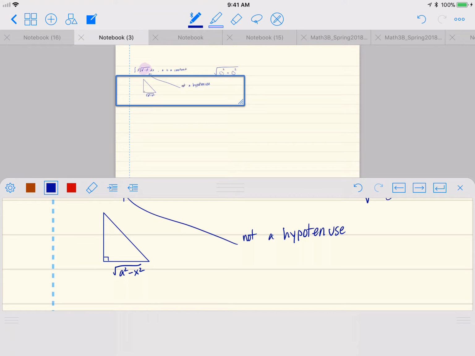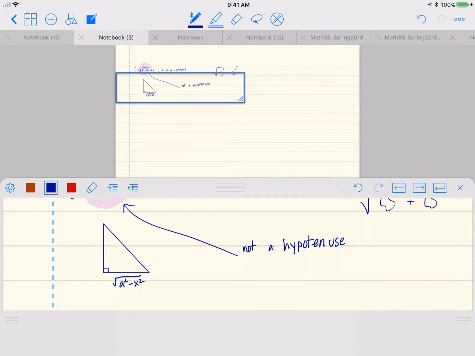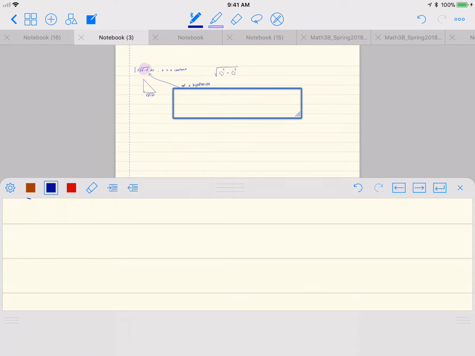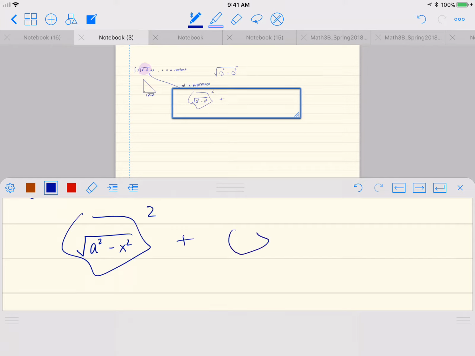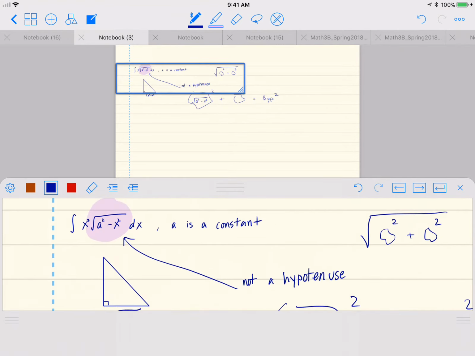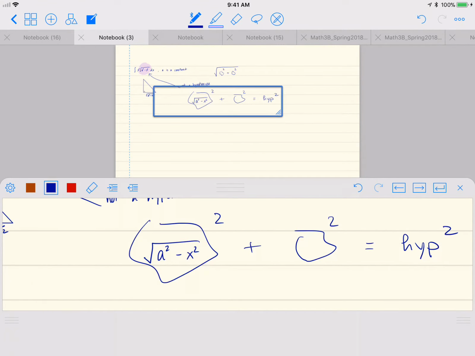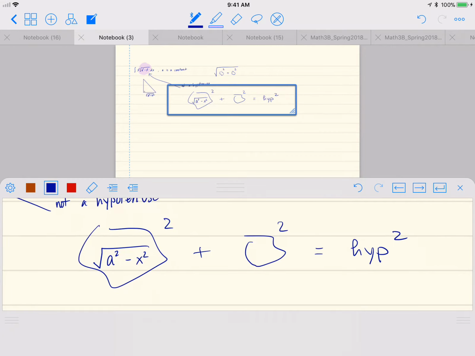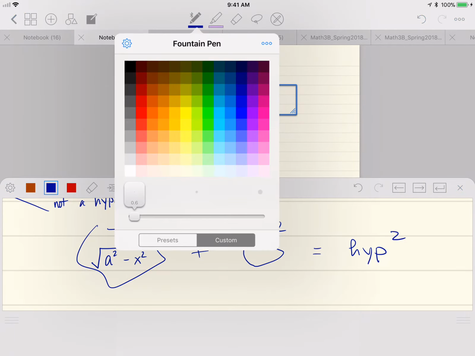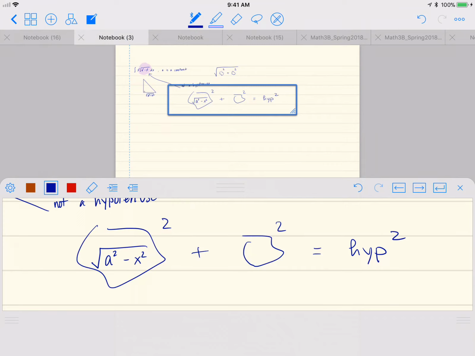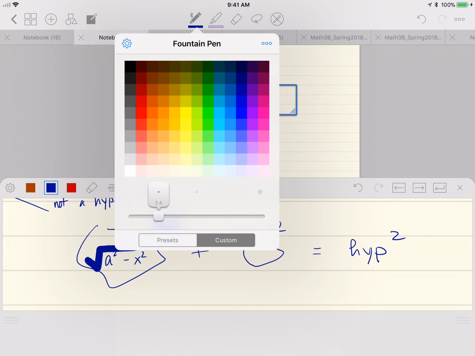Now I think, what would I need to complete my right triangle in a good manner? So if I've got this, this squared plus something squared equals my hypotenuse squared. That's what I'm thinking in my mind. Now, what is the square root of a squared minus x squared, squared? Square root and squared are going to cancel each other out. Right, so see this square root and then squared, they're going to cancel each other out.